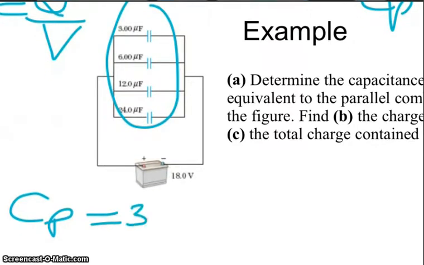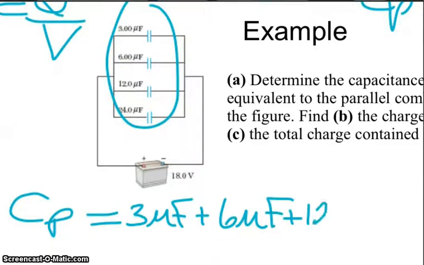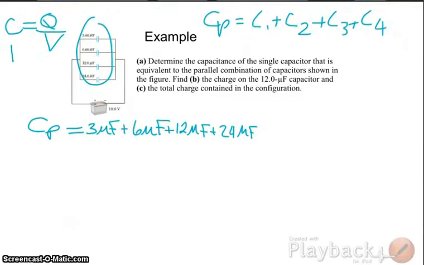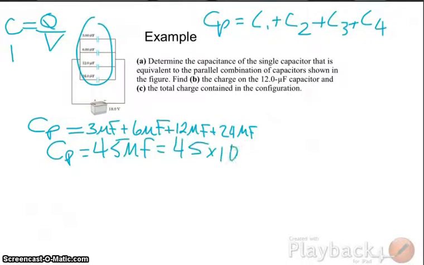3 microfarads plus 6 microfarads plus 12 microfarads plus 24 microfarads. So 3 plus 6 is 9, plus 12 is 21, plus 24, let me see, 21 plus 24 is 45, yeah. So capacitance is 45 microfarads, or 45 times 10 to the negative 6 farads.